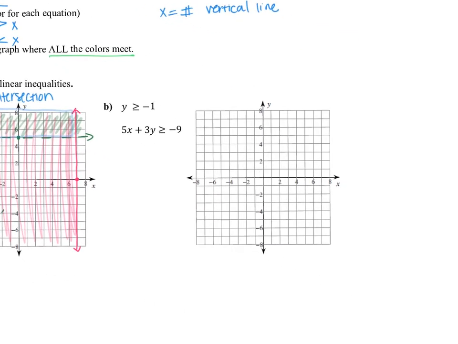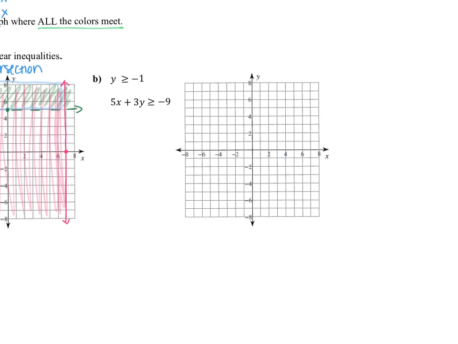All right, let's try another one here. So for part B, we have y is greater than -1, and this is an equation where y is by itself. So this is a y-intercept. So we're going to be drawing a horizontal line. So I'm going to go to the y-axis at -1.